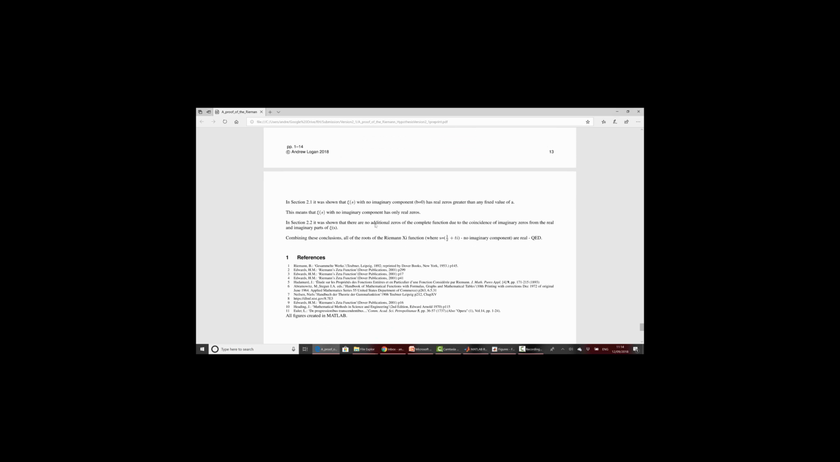Combining all of those conclusions, we can say that all the roots of the Riemann zeta function, where s equals a half plus ti, with no imaginary component, are real.